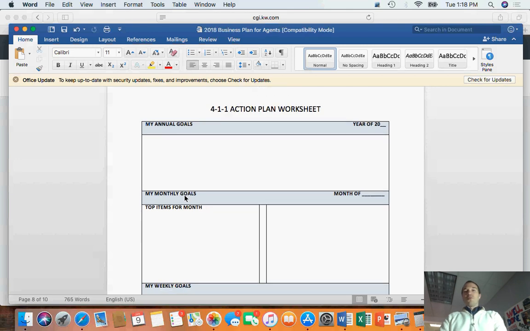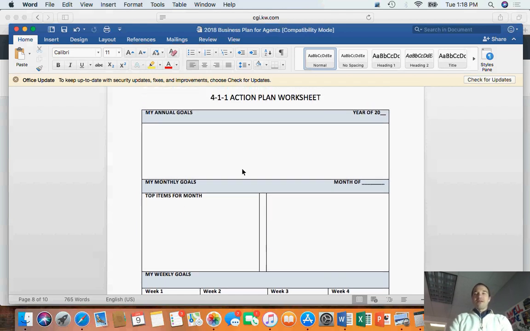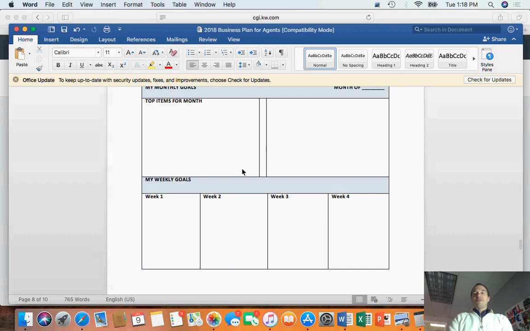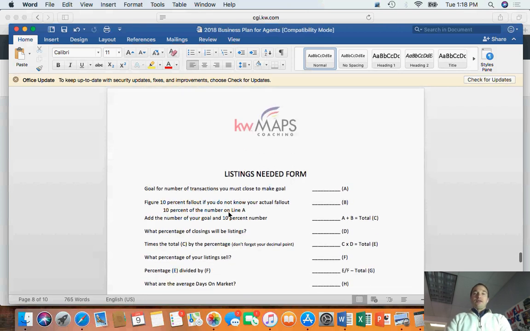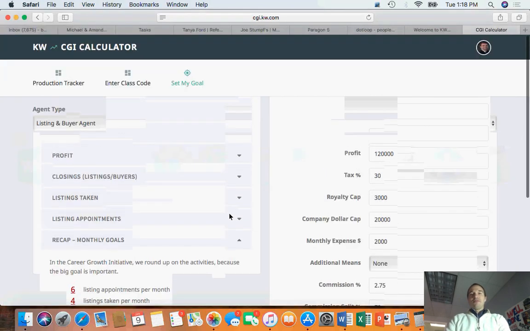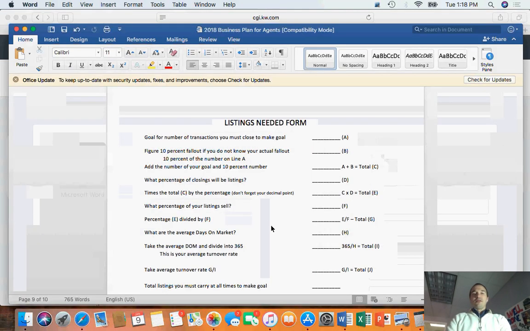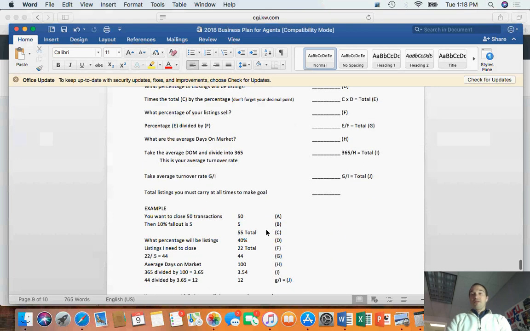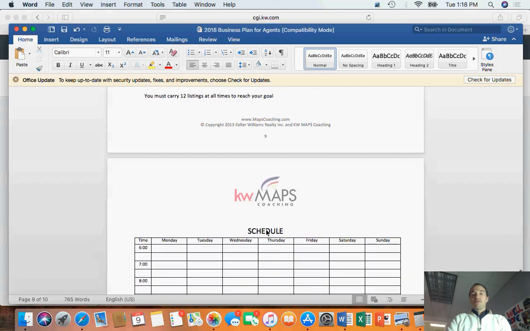And then this is what we call a 411 worksheet, and I'm not going to have time to go through all that today because it's a little bit involved as far as how to go about that. But this basically will help you keep track on a yearly, monthly, and weekly basis. And then this is the listings needed form, which we covered with these CGI tools. They automatically calculate that for you based on what your income goal is. So if you want to do it by hand, you can certainly do it by hand using this form here, if you prefer to do it that way.